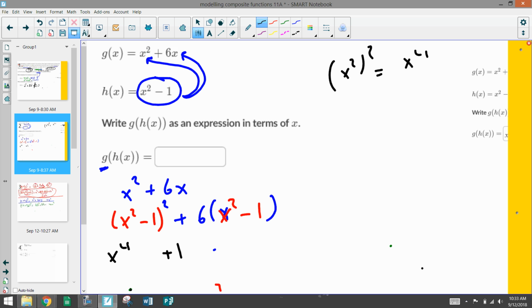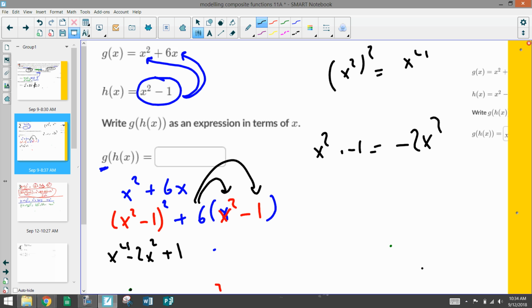First term times second term. X squared times negative 1 is negative x squared. Negative x squared times 2 is negative 2x. X squared times negative 1 is negative x squared times 2. Negative x squared. That's it. We'll do more practice, all right? And then continue. Right. Distribute that.